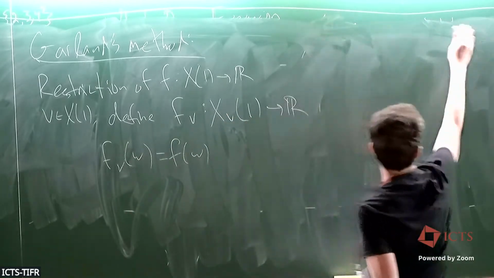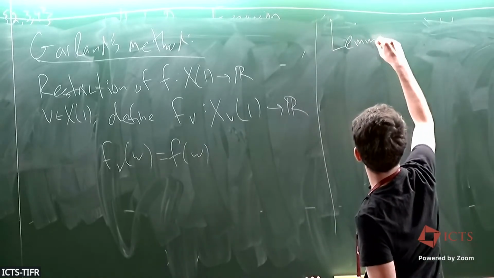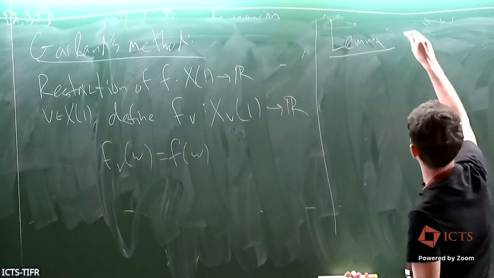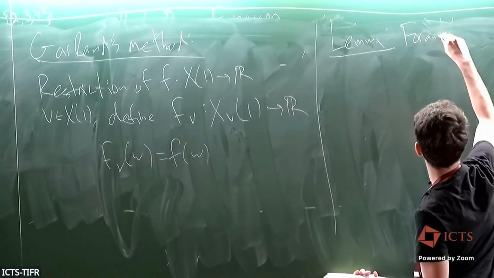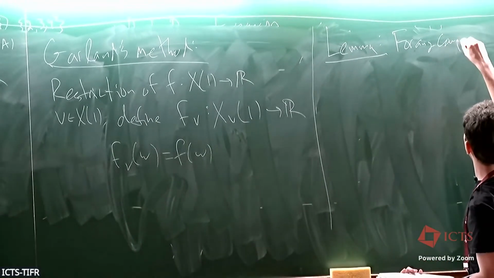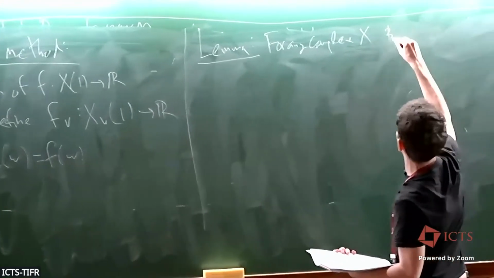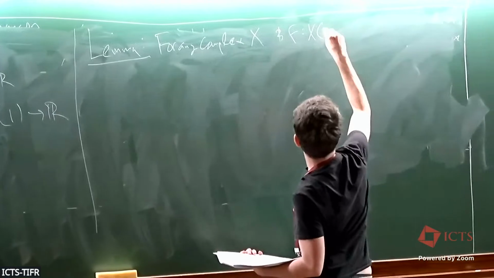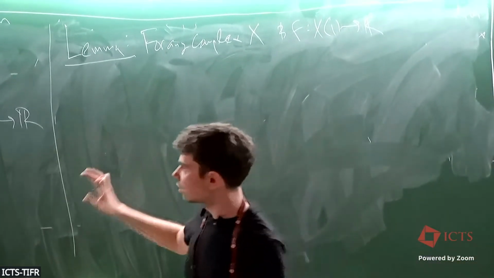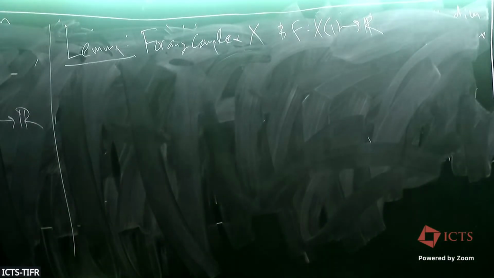And now I can state the following lemma. For any, I guess we're doing the three-dimensional case, but it's true in d dimensions. For any complex X and function f from X1 to R, the following two local-to-global versions of this relation hold.